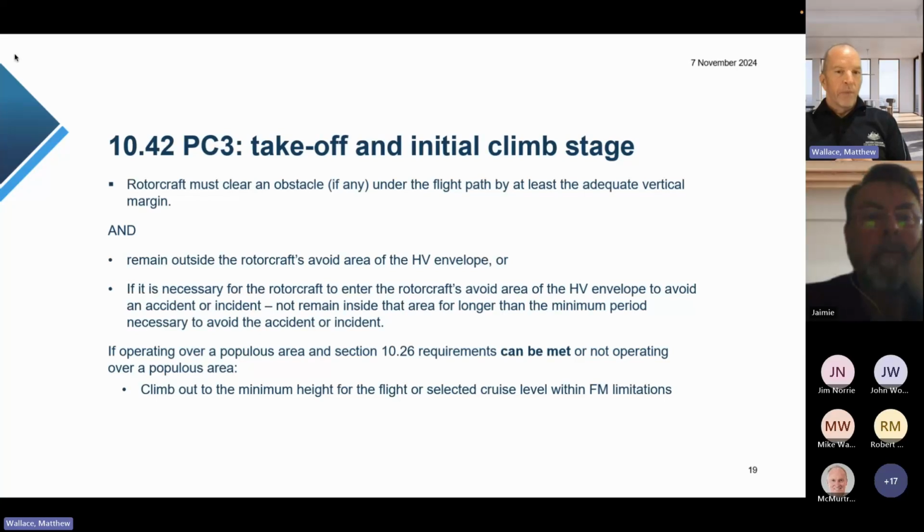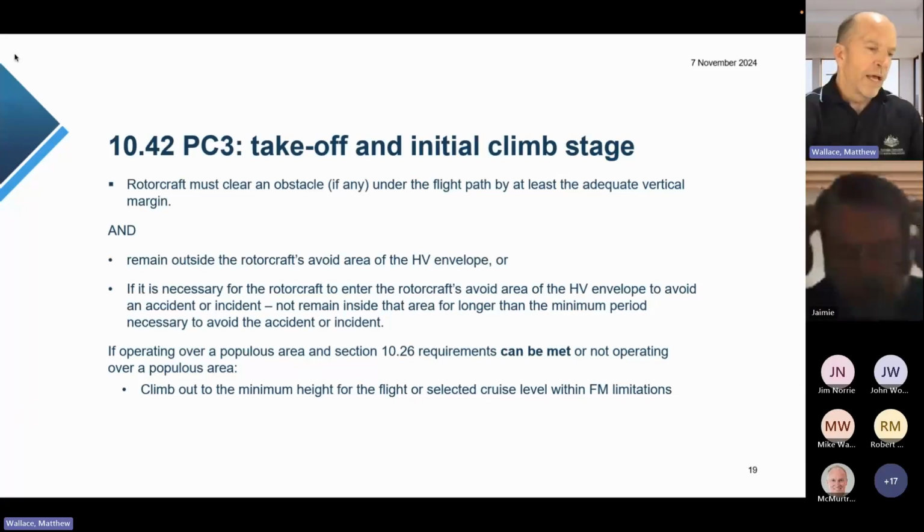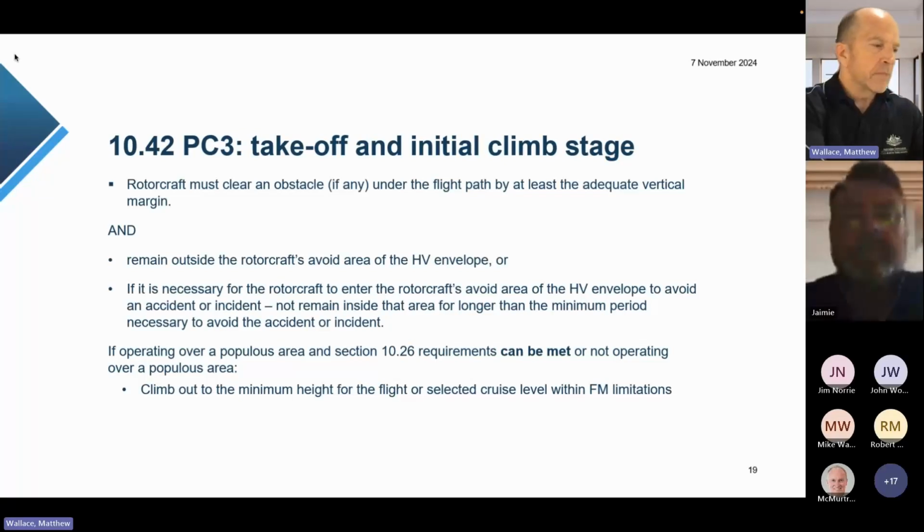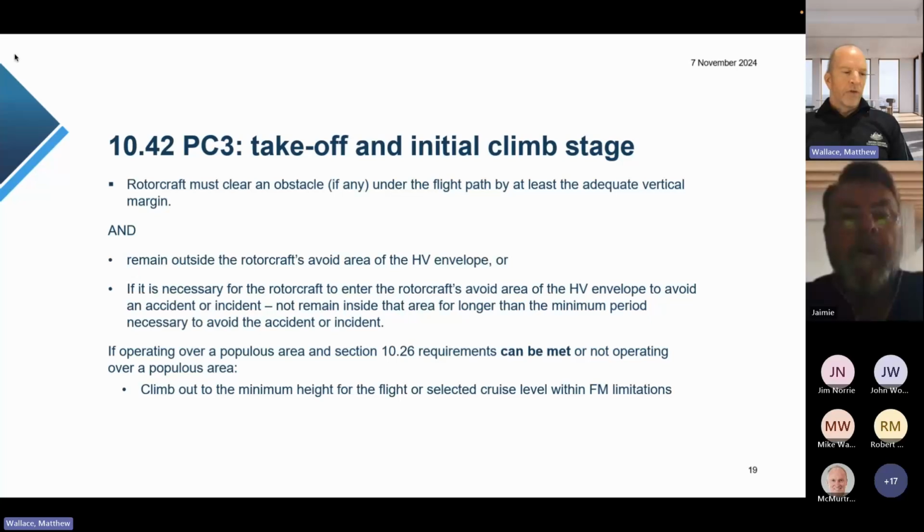Or if you're operating over a populous area and the requirements of 10.26 can be met, or not operating over a populous area, climb out to the minimum height for the flight, or selected cruise level within flight manual limitations. So the question is then, what are the requirements of 10.26? All very exciting. I'll just find that for you. Okay, so this is the 133 MOS 10.26.